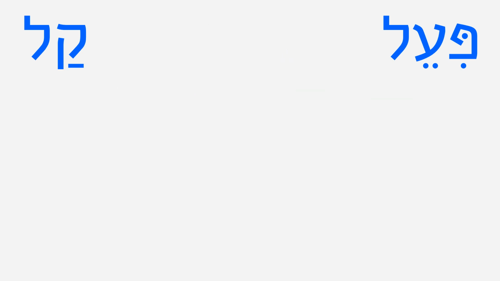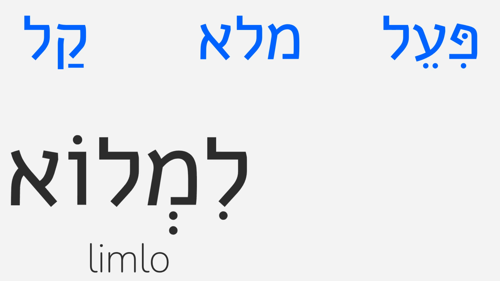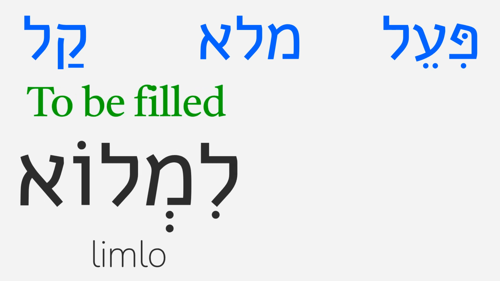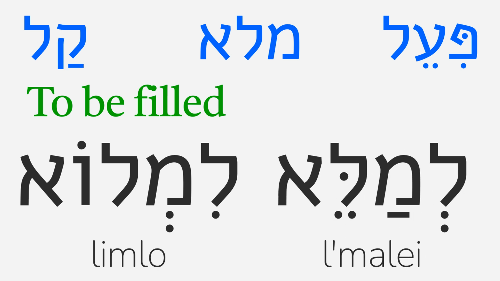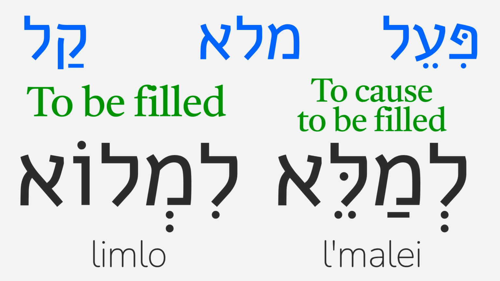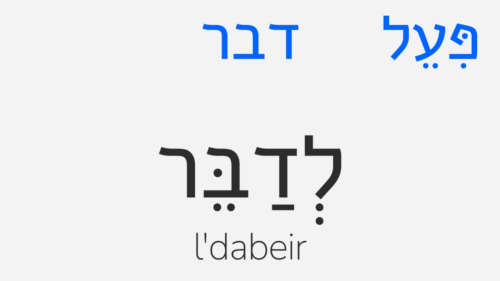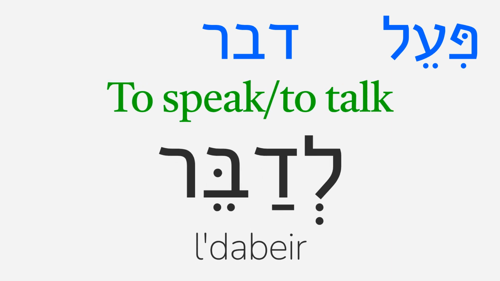Another example is the root mem lamed aleph. The kal verb from this root is limlo, which means to be full or to be filled. The Piel verb lemale means to cause to be filled, or just to fill. And some roots are just used in the Piel without any relationship to the kal binyan. For example, the root dalet beit resh is used in the Piel to have a meaning of speaking, as in the verb ledaber, to speak or to talk.